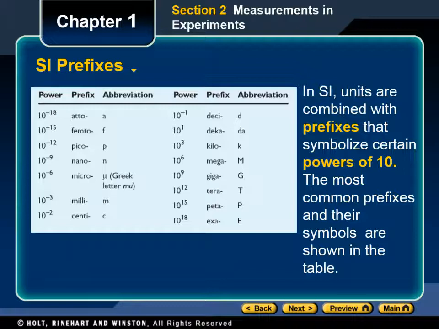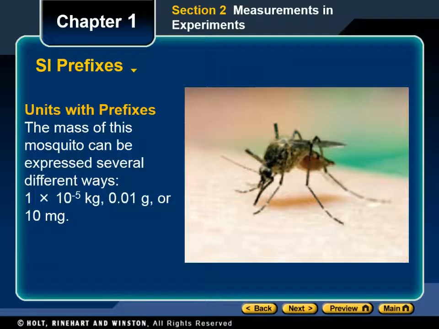0.000000001 meters. Because these numbers can be extremely difficult to read and write, they are often expressed in powers of 10, such as 1 times 10 to the 17th meters, or 1 times 10 to the negative 9th meters. Another approach commonly used in SI is to combine the units with prefixes to symbolize certain powers of 10, as is illustrated in Figure 2-3 on the screen now.